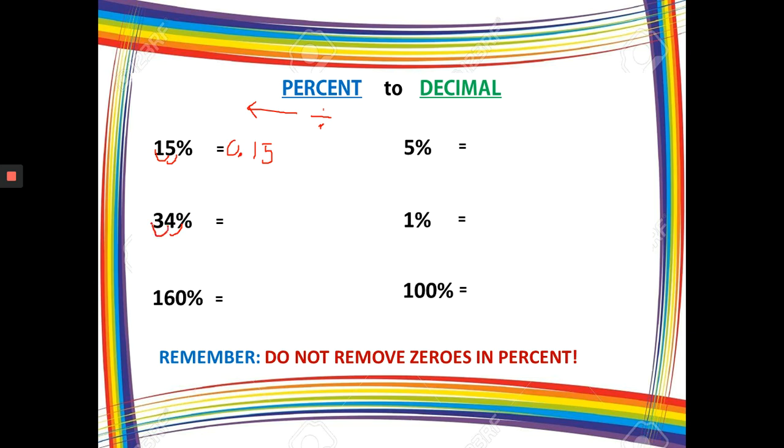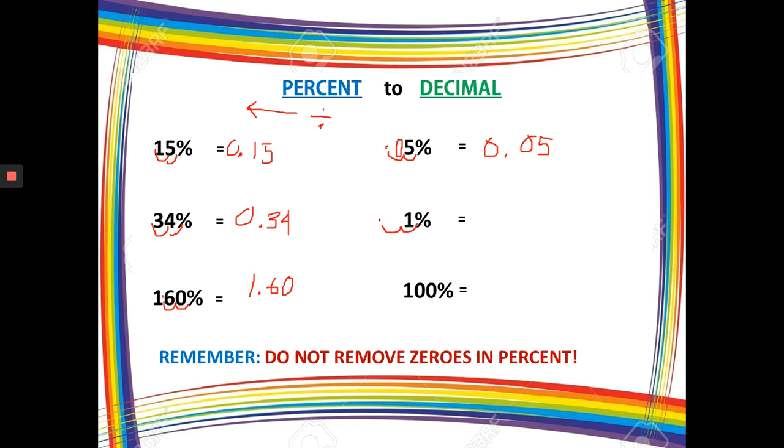34%, 1, 2, then it's 0.34. Easy, right? So here we have 3 digits, then move 2, 1, 2. So the decimal point is in between 1 and 6. So we got there 1.60. How about 5%? Let's count 1, 2, decimal point. There's an empty slot there, so we write 0. So it's 0.05.